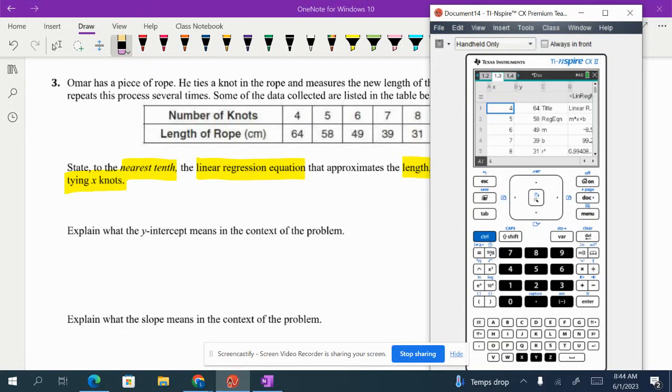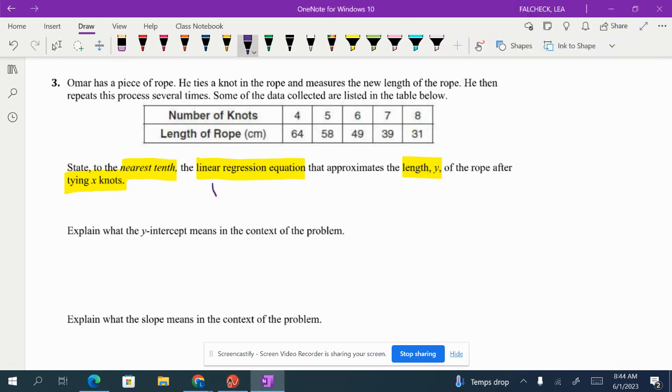Okay, so we have our data entered in the X column, we have our data entered in the Y column. Now we are going to write the linear regression equation, which will look just like this. Y equals mx plus b, where m is the slope of the line of best fit and b is the y-intercept of the line of best fit.